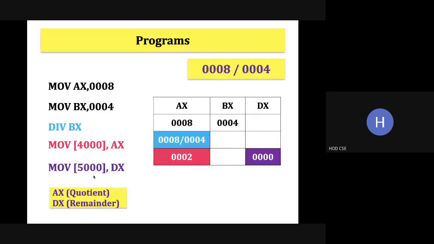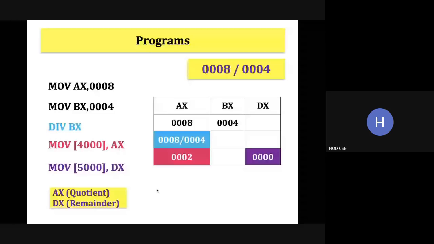Okay, the next program is division of 16-bit data, that is 0008 divided by 0004. Whenever we refer to the registers, first you have to see what type of data it is, whether it is 16-bit data or 8-bit data. Here we are going to divide 16-bit data, so I'm taking the AX register. AX is 0008 and BX is 0004, and directly we can divide this.